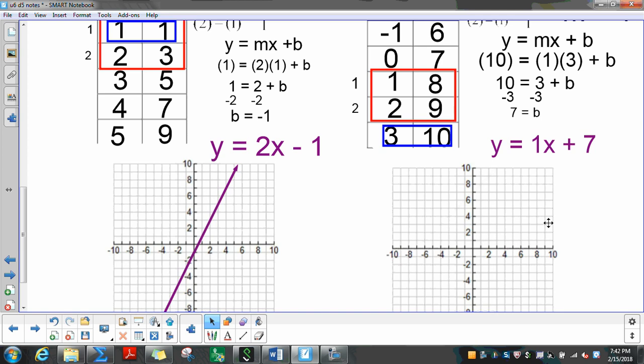So now we just go ahead and graph it. Y-intercept is 7 right here. And I'm going up 1 to the right 1, up 1 to the right 1, up 1 to the right 1. And I graph my line.